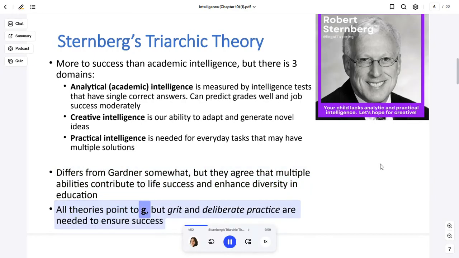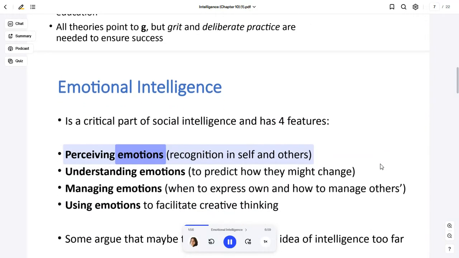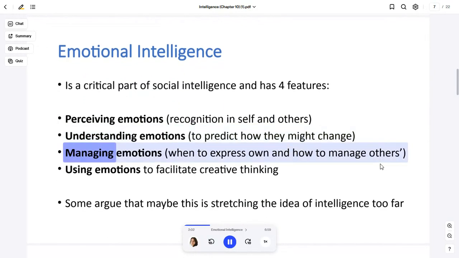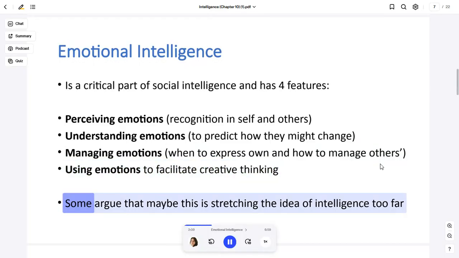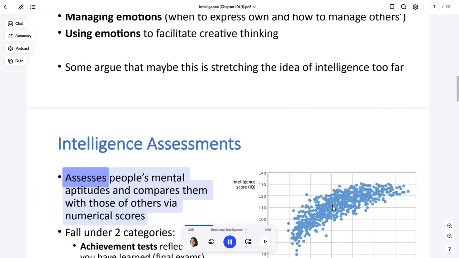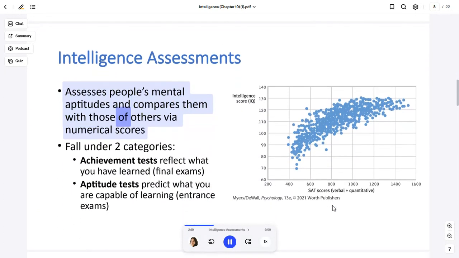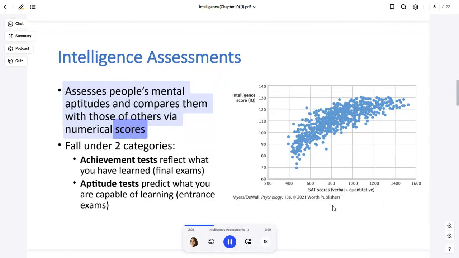All theories point to g, but grit and deliberate practice are needed to ensure success. Emotional intelligence involves perceiving emotions, understanding emotions, managing emotions, and using emotions to facilitate creative thinking. Some argue that maybe this is stretching the idea of intelligence too far. Intelligence assessments assess people's mental aptitudes and compare them with those of others via numerical scores. They fall under 2 categories. Achievement tests reflect what you have learned. Aptitude tests predict what you are capable of learning.